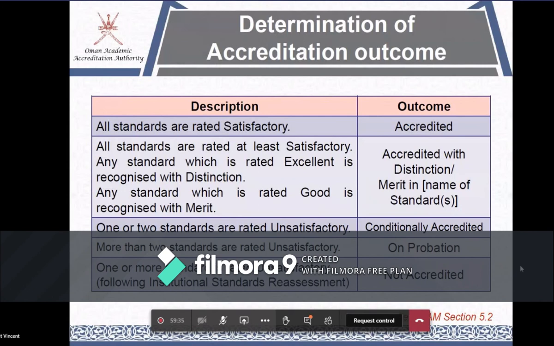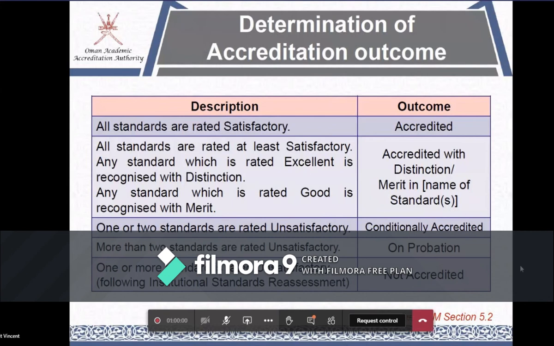See, not accredited means your standards, the document that you provided based on the institutional standards, need reassessment. That means they come for a reassessment after 6 months or after the period of probation. So that is 6 months down the line, you are conditionally accredited.